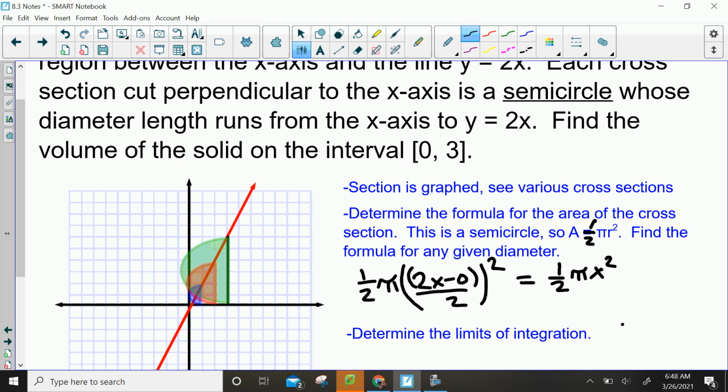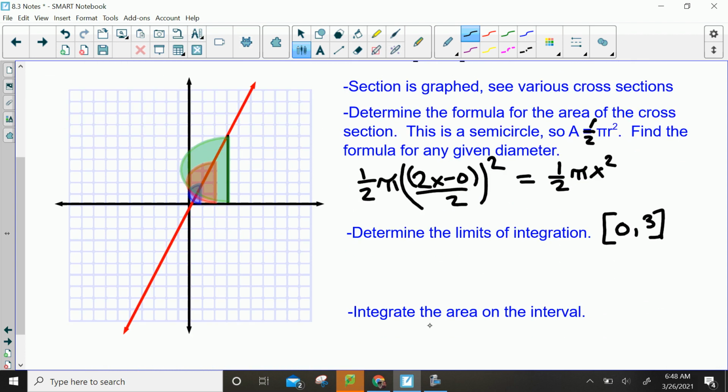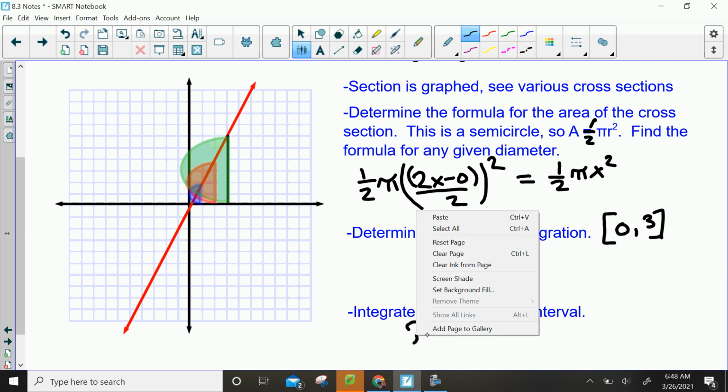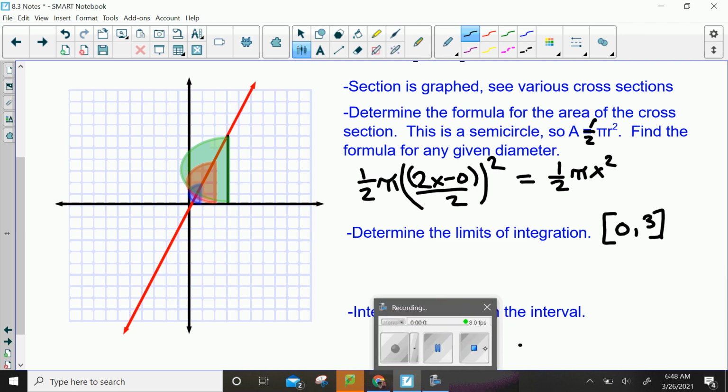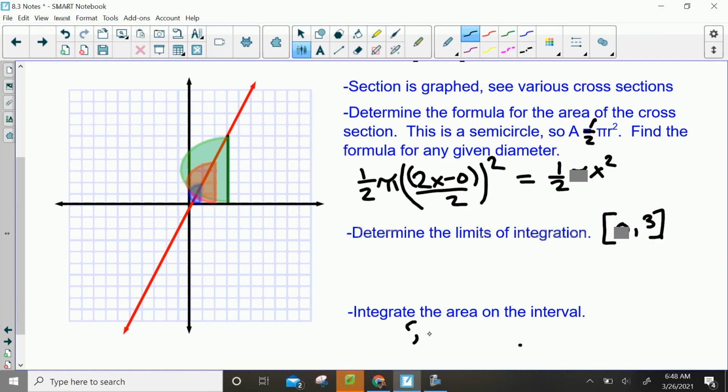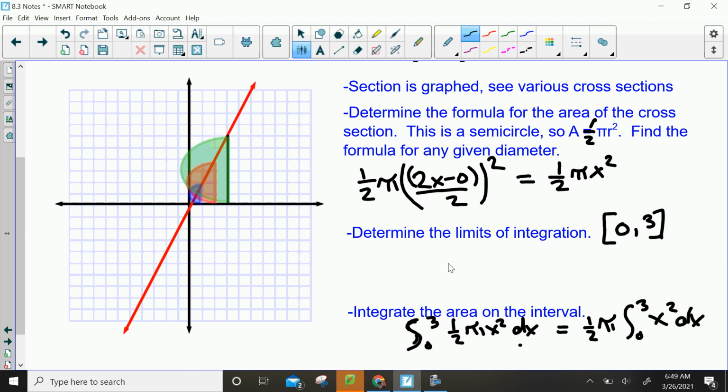And determine our limits. We're again going from 0 to 3. And the final step is to anti-differentiate. So from 0 to 3, 1/2 pi x squared dx. Again, remember that you can bring your constants out to the front. It does make it easier to anti-differentiate.